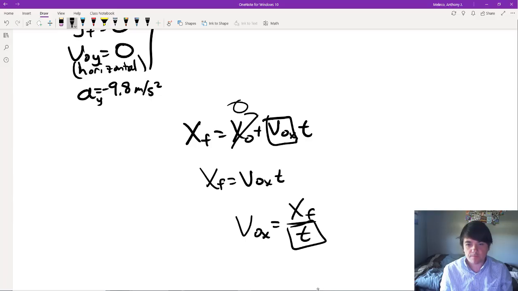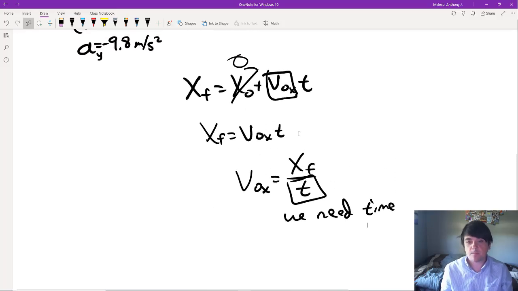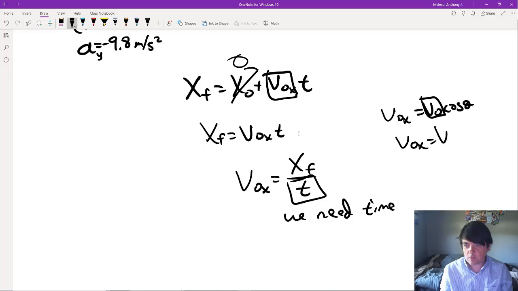We don't know time. So we need time. We, of course, have x final. That's equal to 90 meters, right? So we have x final, but we don't have time. There is one other equation with v naught x, actually. It's v naught cosine theta, but we don't know this. In fact, cosine of theta, there's no angle because it's horizontal, so it'd be cosine of 0, which is just 1. So v naught x equals v naught. So this equation doesn't even help us. So there's no way around it.